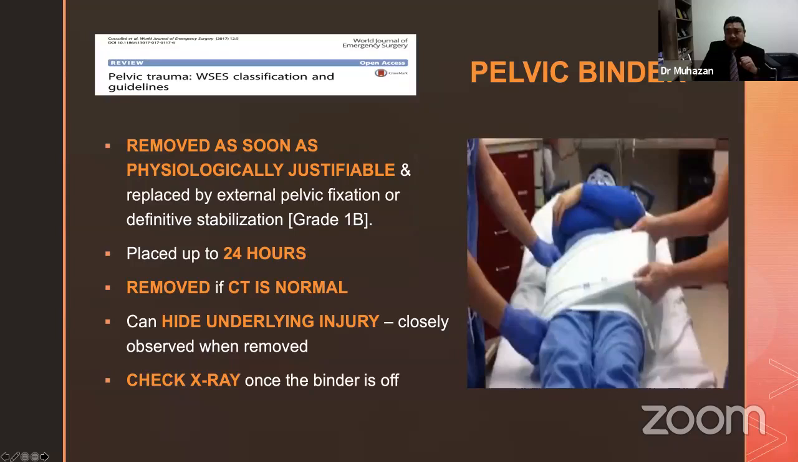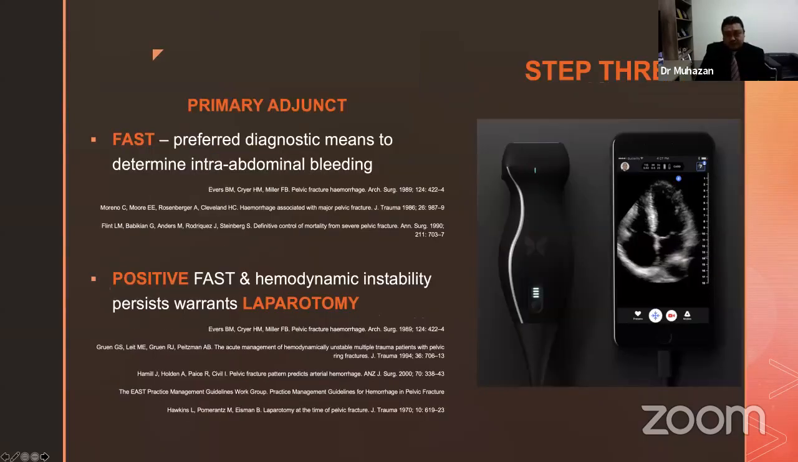All right, and you want to remove it as soon as physiologically justifiable, either when the patient goes to OT or the patient is cleared from the injury. But if you have cleared the patient for injury by CT, you still have to monitor. When you remove the pelvic binder, you still have to monitor hemodynamics, because sometimes it can hide the injuries. And perform a chest X-ray once the binder is off. All right, step 3 is your adjunct.